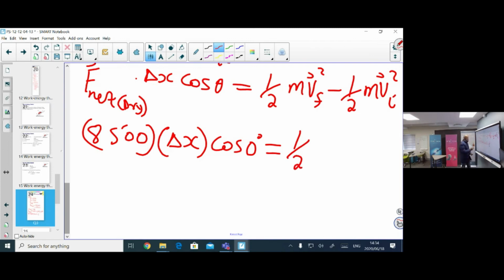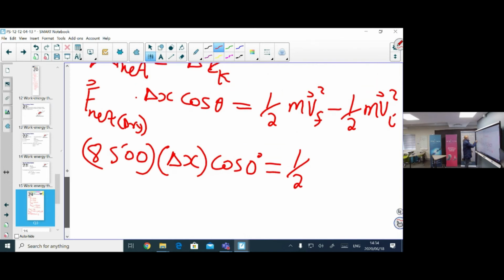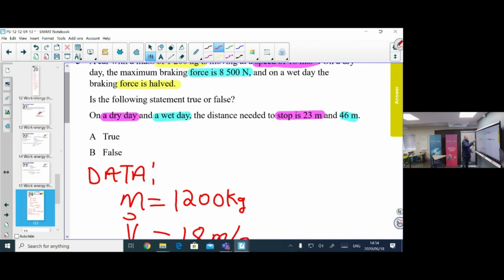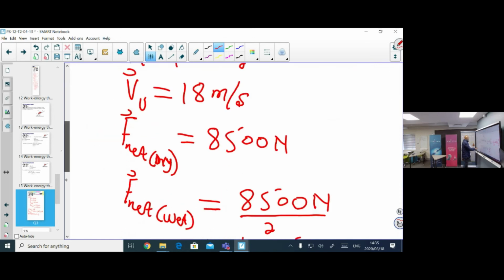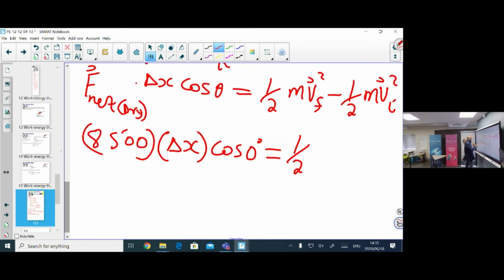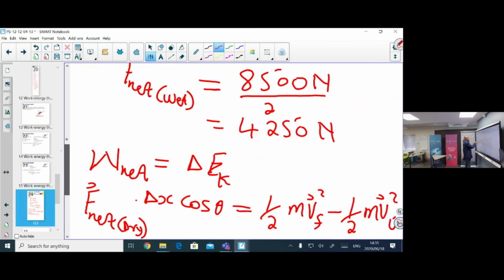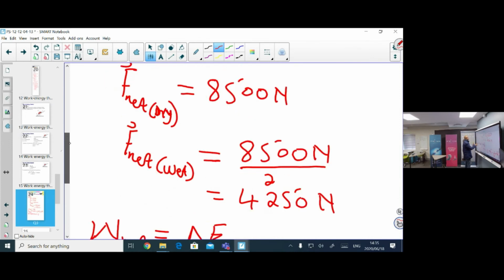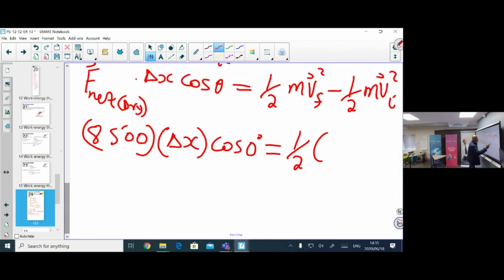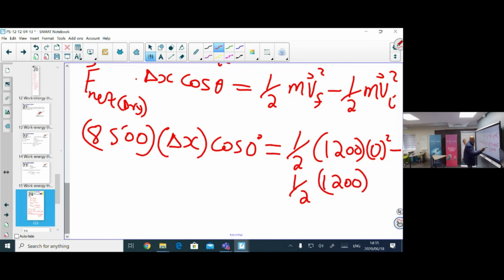Because of the brakes that have stopped the car, if you can just look at that, the maximum braking force is 8,500. In other words, the final velocity there is equal to 0. Okay, if you come here, you have to write the value of mass. The mass there is half of 1,200, 1,200, and 0 squared, minus half of 1,200 multiplied by the initial velocity there, which is equal to what?